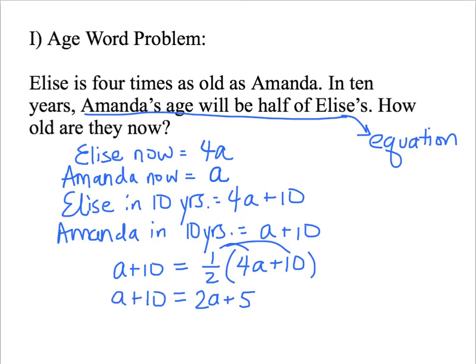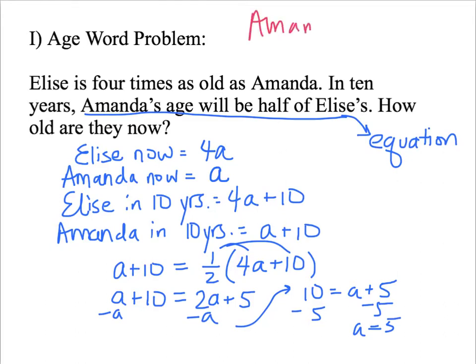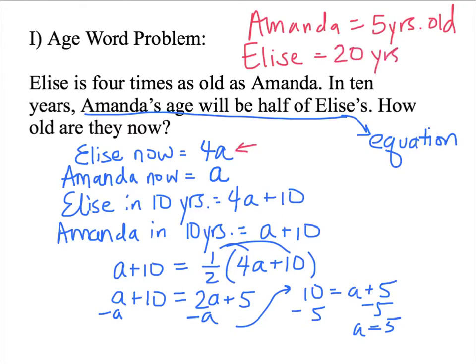So I can subtract A from each side, giving me 10 equals A plus 5. Easy peasy, subtract 5 from each side, A equals 5. So to answer the question, Amanda is how old? Well, Amanda now is A, which is 5 years old. And Elise would be, it's right here, 4 times A, 4 times 5, 20 years old.